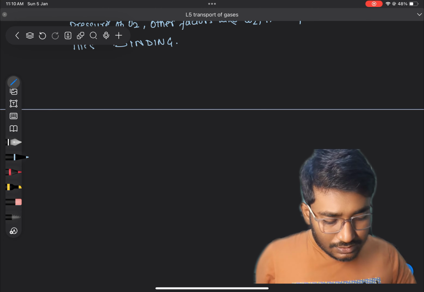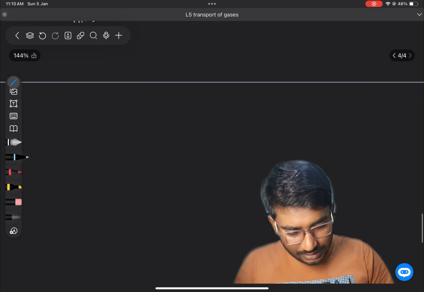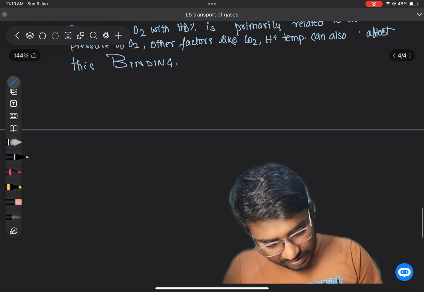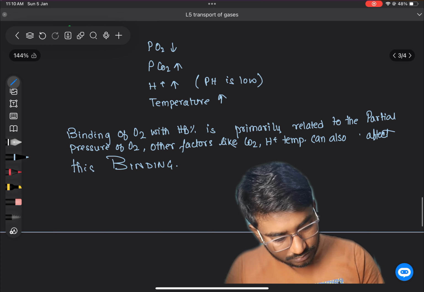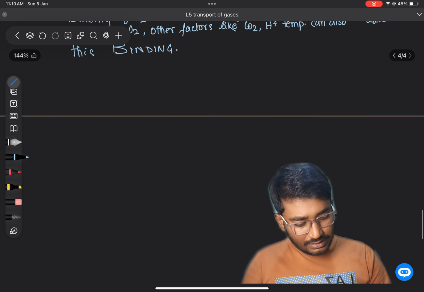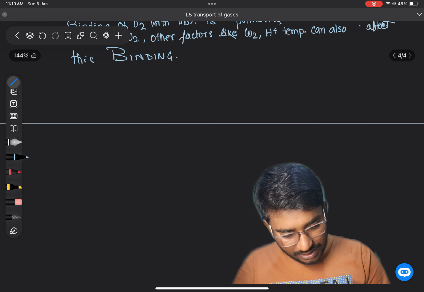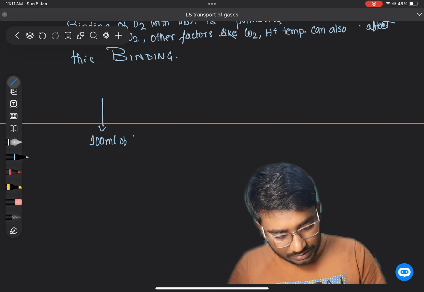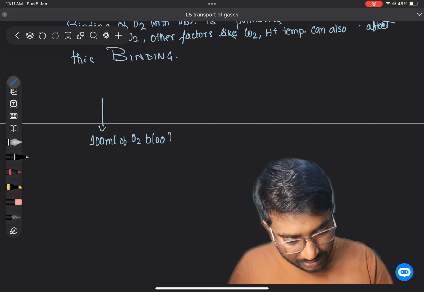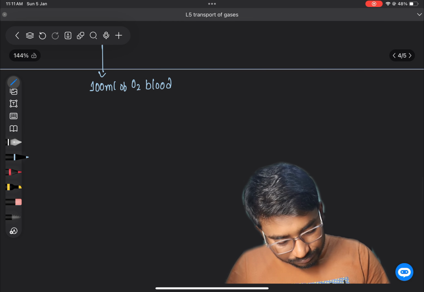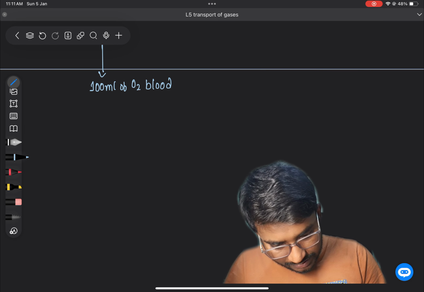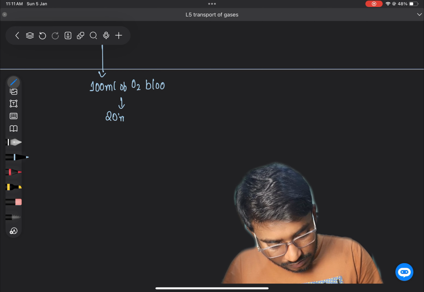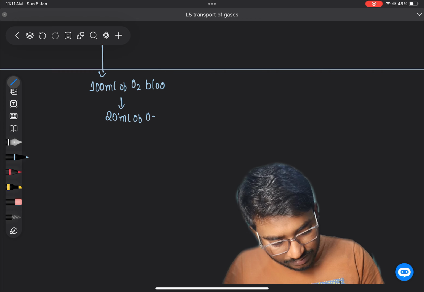Now in case of 100 ml of blood, 100 ml of oxygenated blood comes here. 100 ml of oxygenated blood contains 20 ml of oxygen.